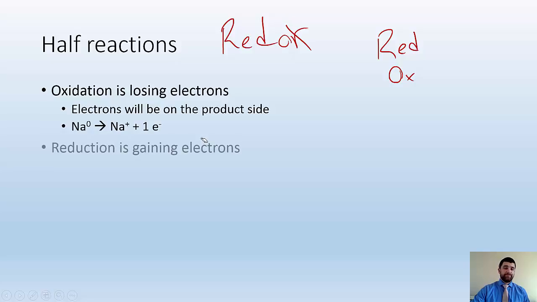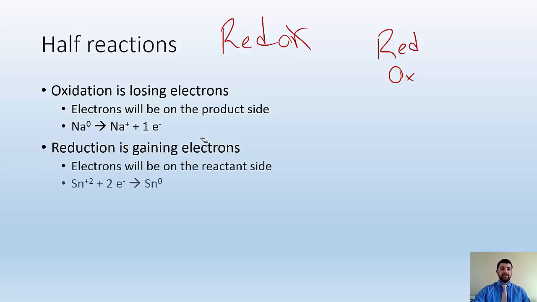That's oxidation. Reduction is gaining electrons, so we're combining things. We start with two separate things, we end up with one thing. So electrons will be on the reactant side. It'll look something like this: Sn+2 plus 2 electrons will give you Sn0. So electrons on the left for reduction, and for oxidation, electrons on the right.